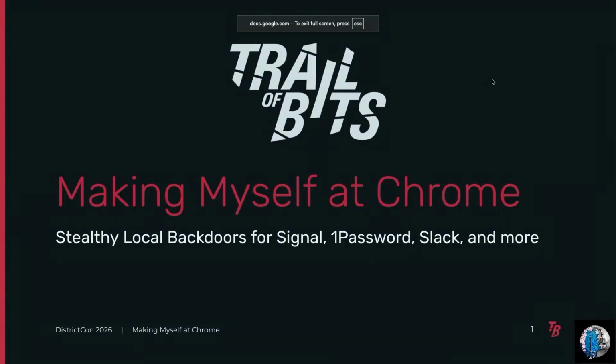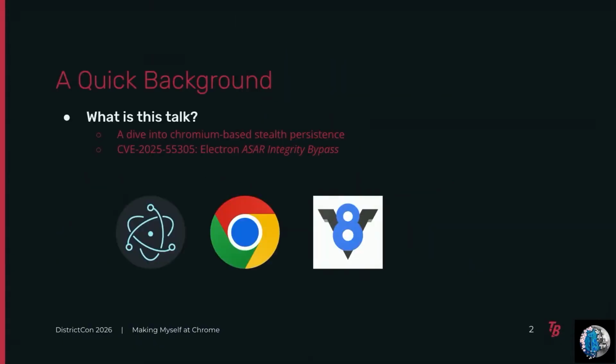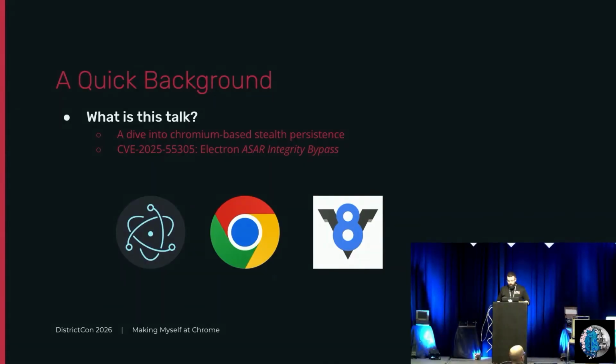So, a little introduction. I'm Darius Houle. I work at Trail of Bits, and a little background. This talk is about code signing, code integrity, and their relevance in offensive security. The way I'm going to talk about it is through a vulnerability I found in the Electron framework last year.